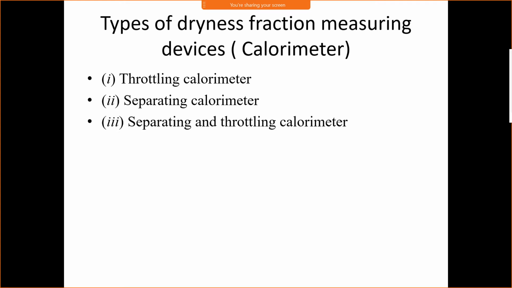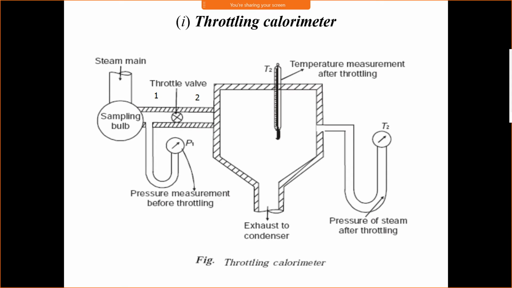Third, separating and throttling calorimeter. Fourth, electrical calorimeter. But in our syllabus, we have only 3 calorimeters: throttling calorimeter, separating and throttling calorimeter. Electrical calorimeter we don't have in our syllabus. Let us start with throttling calorimeter.